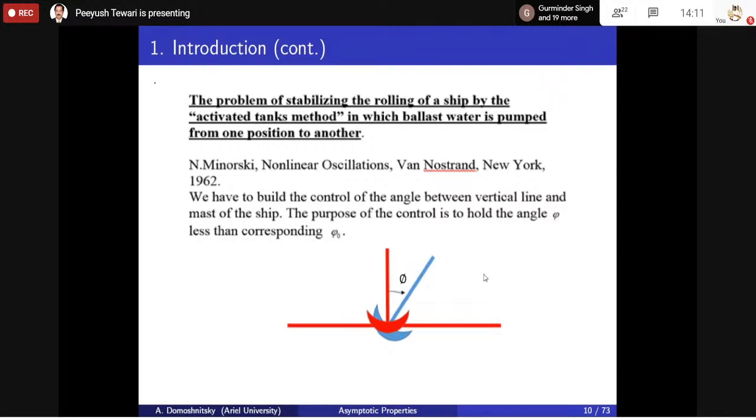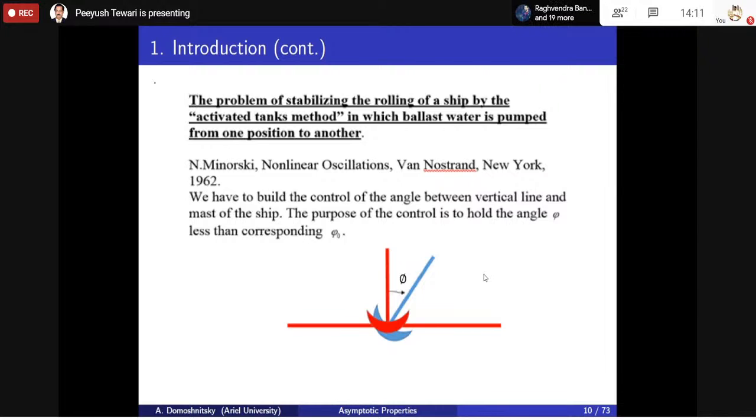Absolutely the same equation for analysis we obtain in a quite different problem, of stabilizing the rolling of a ship by the activated tanks method, in which ballast water is pumped from one position to another. This model was described in the book of Minorsky, an American mathematician. Originally, he's from Poland. And what is the idea?